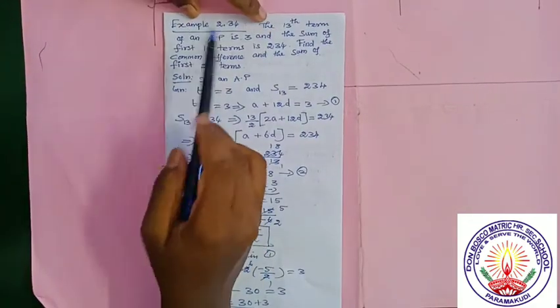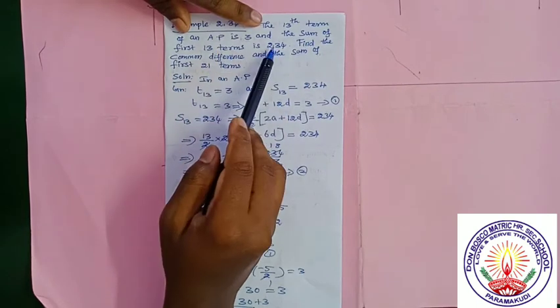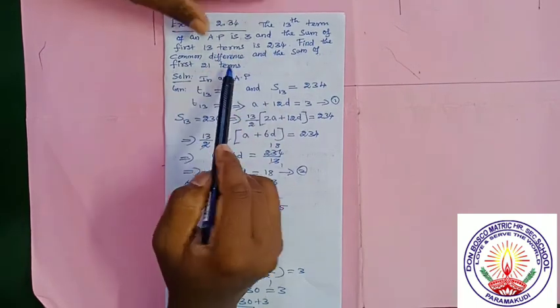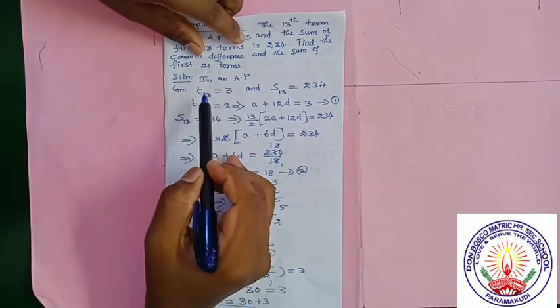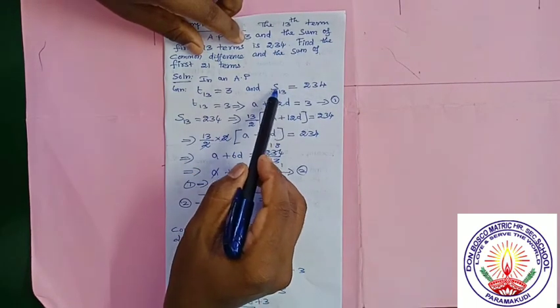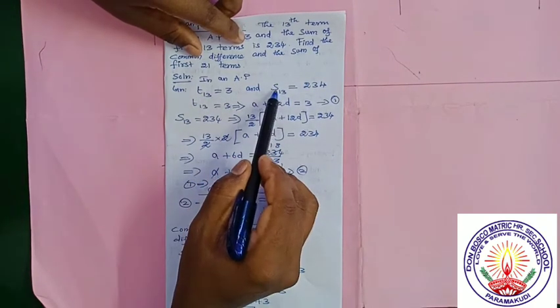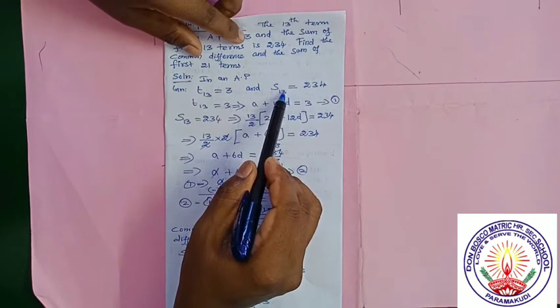So see, the 13th term of the AP is given, and the sum of the first 13 terms is given. We have to find the common difference and the sum of the first 21 terms. The 13th term is 3, using the formula a plus 12d. The sum of the first 13 terms means S13, and this formula is 13 by 2 into 2a plus 12d.